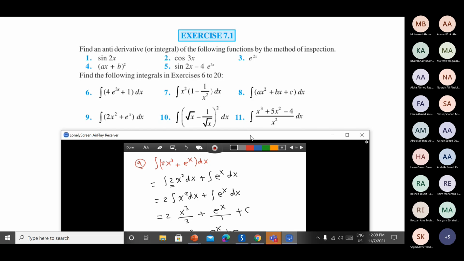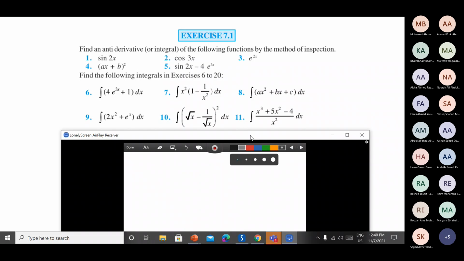Number 10. What is the integration of the square root of x minus 1 over the square root of x, all squared, dx? Yes, I have to expand this one, right?